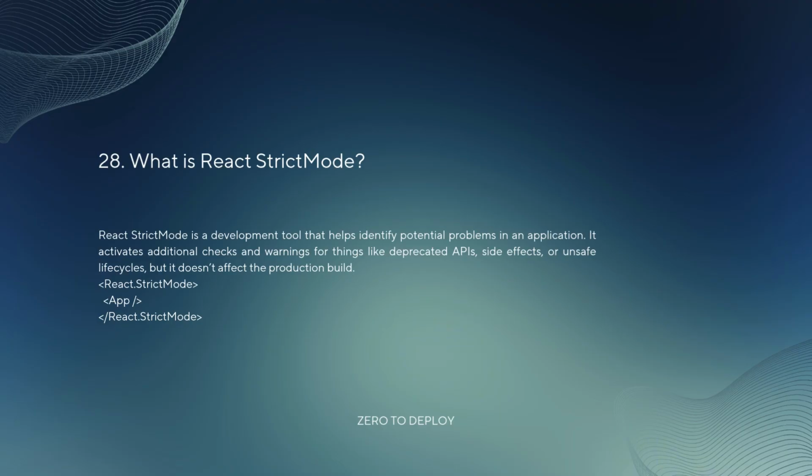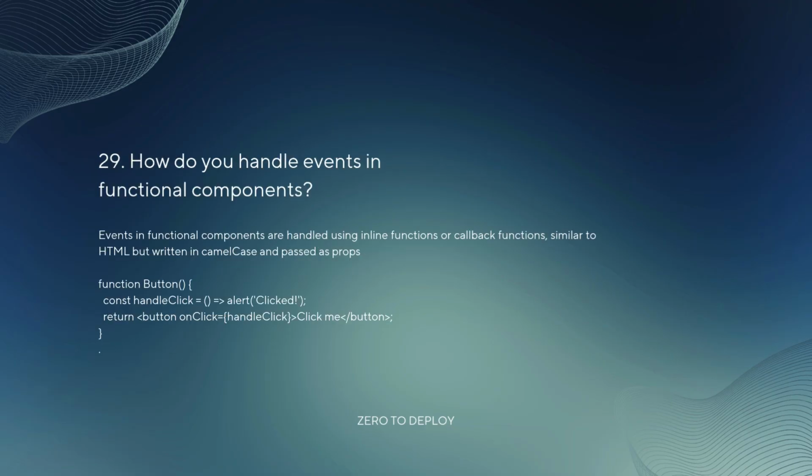What is React Strict Mode? React Strict Mode is a development tool that helps identify potential problems in an application. It activates additional checks and warnings for things like deprecated APIs, side effects, or unsafe lifecycles, but it doesn't affect the production build.